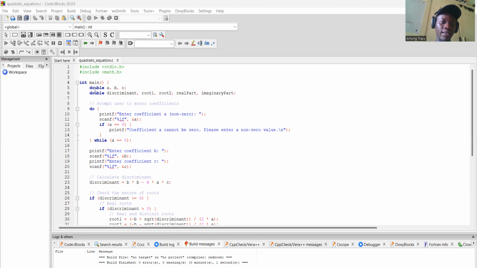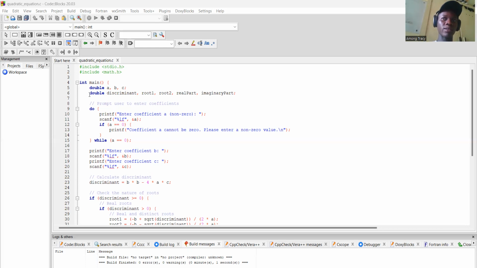So we're going to declare variables. For a start, we're going to declare A, B, C because we're going to use them. When you're declaring multiple variables, you use the double keyword. Second, we're going to declare the other variables: the discriminant, because we're going to use it, then the first root and the second root.